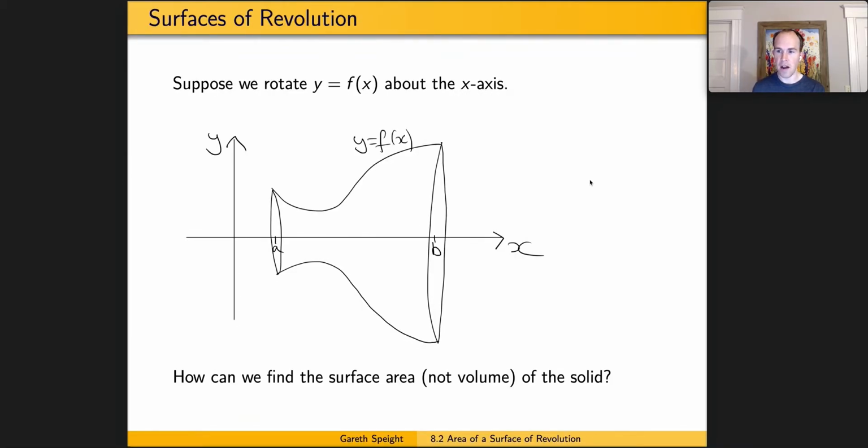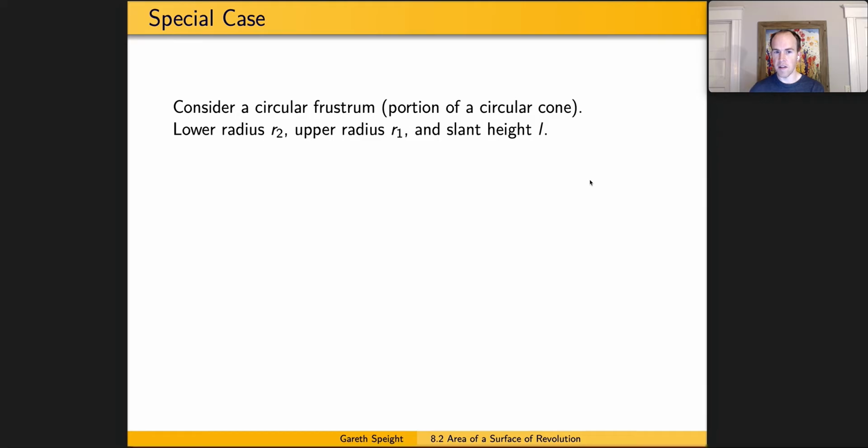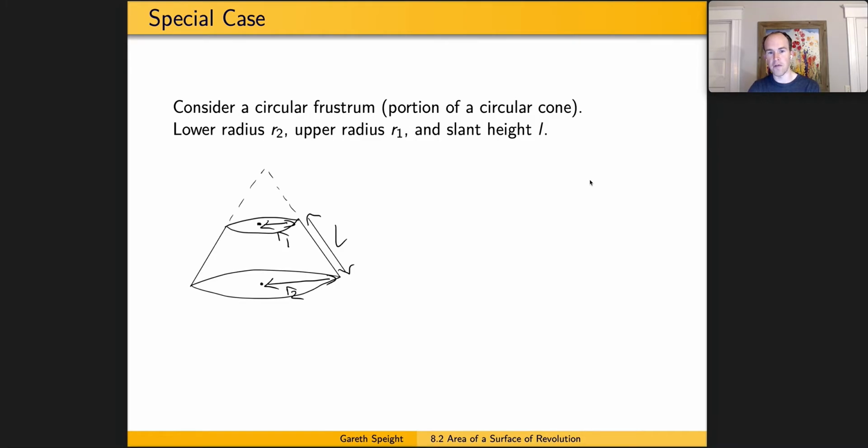And as usual in calculus, we have a hard problem and we study it by splitting it into simpler problems, understanding those instead, and then somehow using it to get to what we want. So let's first look at a special case, which is a so-called circular frustum. All that means is it's a circular cone with a bit cut off the end. So here is my big circular cone, and then we cut this bit off the end, and you get something that's called a circular frustum.